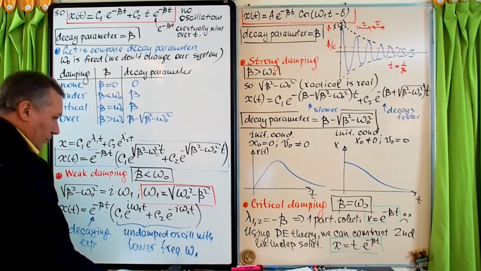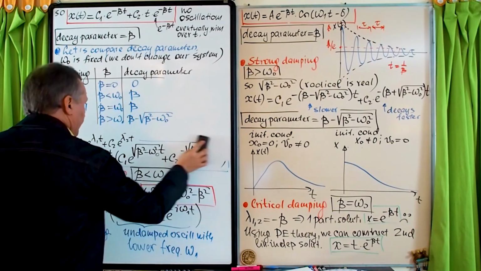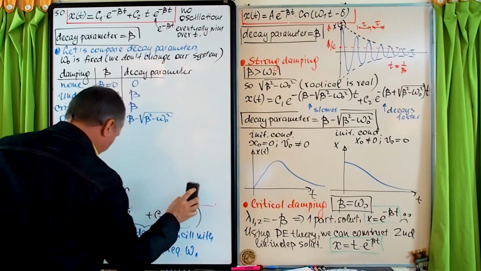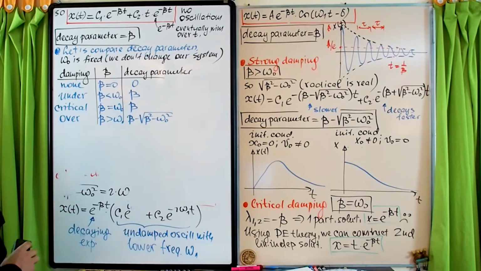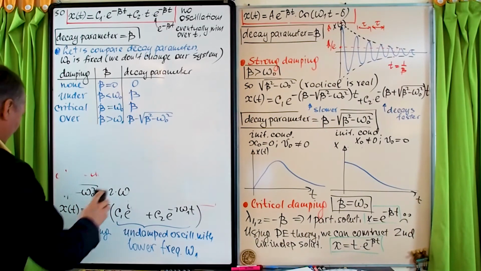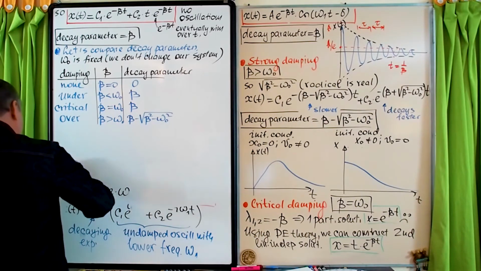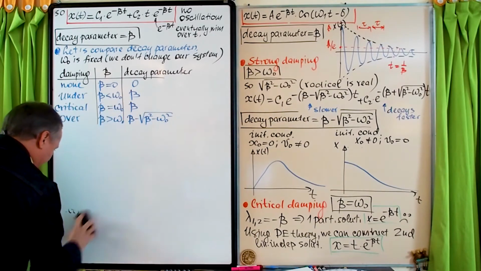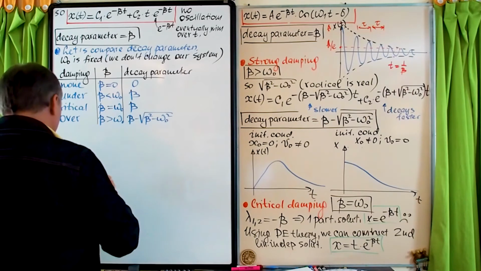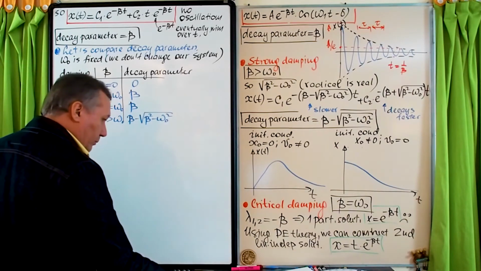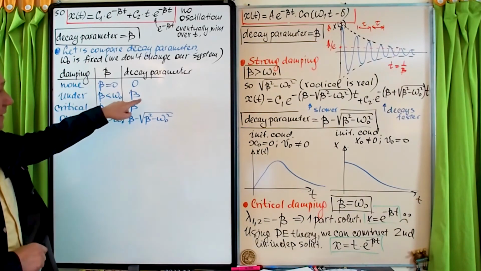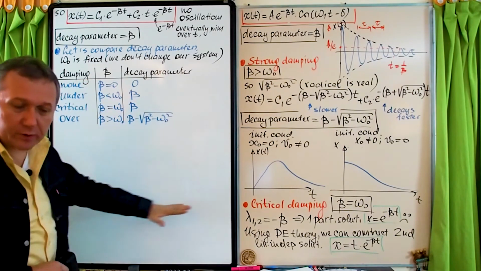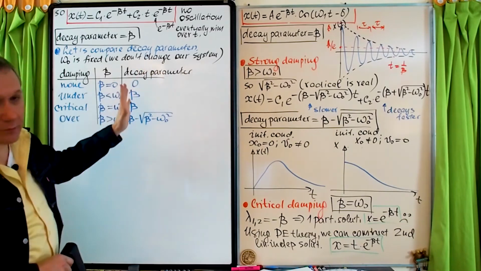And now let me erase this. So now let's plot. And I'm going to plot, as I said, this beta as our variable, so it will be our horizontal axis. And the decay parameter will be the vertical axis.